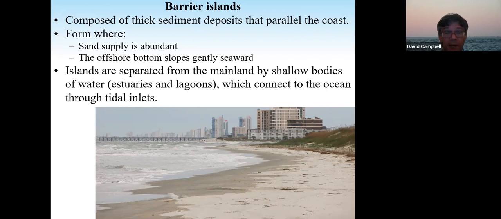And being an island, there's a gap between it and the land, and so you have lagoons and estuaries between the island and the mainland. The lagoons and estuaries will be connecting out to the ocean through a series of tidal inlets. Here's a view of part of a barrier island, and then south of there, you can barely see under all the hotels, Myrtle Beach.